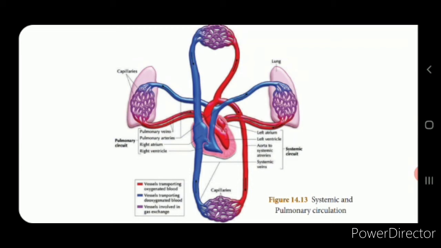The next one is the pulmonary circuit or the pulmonary circulation. Now here the circulation starts from the right ventricle. I said that the circulation starts from the left ventricle, isn't it? In systemic circulation. Now here it is the opposite. From the right ventricle the circulation starts.